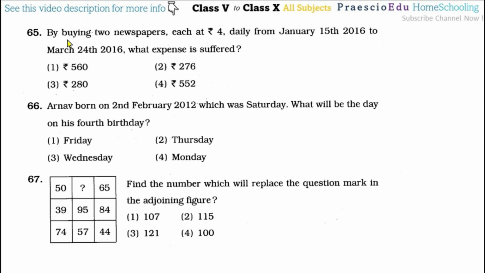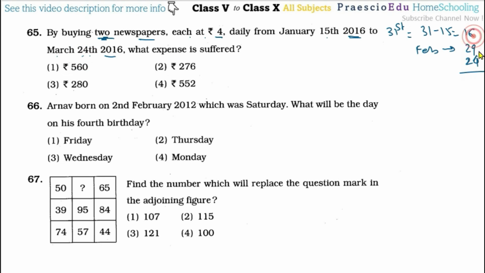Question number 65. By buying 2 newspapers each at rupees 4, 2 newspapers, that is important, daily from January 15th, 2016 to March 24th, 2016, what expenses is suffered? So from January 15th to January 31st, that is 31 minus 15, so that is 16. Then February, but 2016 is a leap year, so there are 29 days of February. Then March up to the 24th, so 24 days for March.